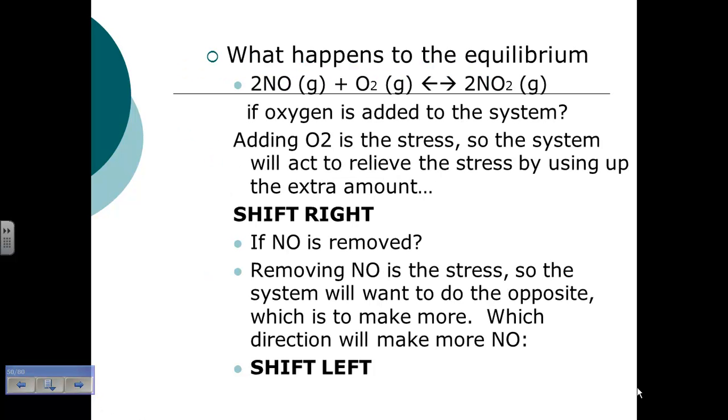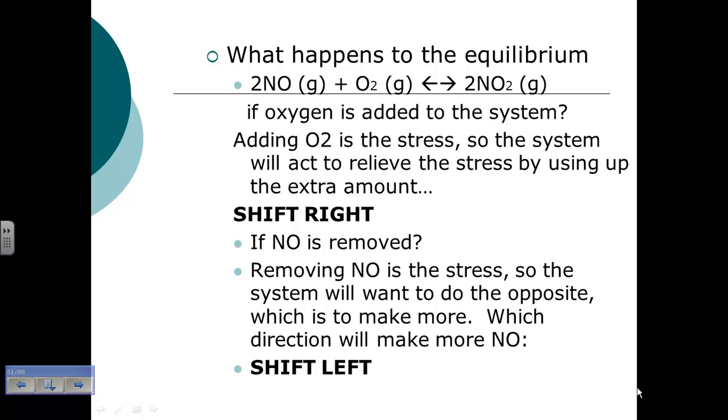Did you say that adding oxygen will shift the equilibrium to the right? Remembering, adding oxygen's the stress, so the system wants to relieve that stress by using up the extra amount. Point away from the oxygen, reactant toward the product. That's what I mean when I say shift right. Pointing to the right uses up the extra oxygen.